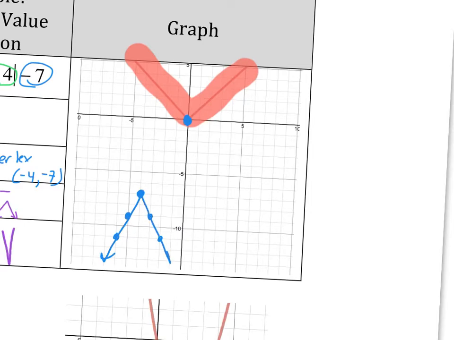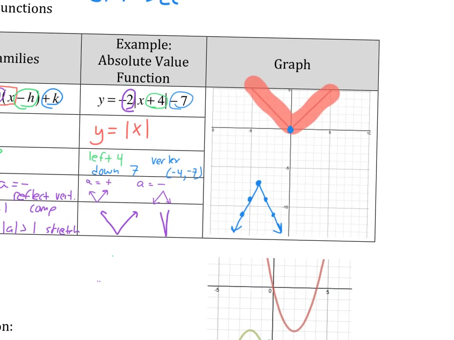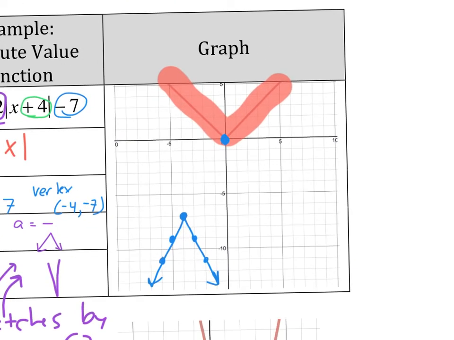And how do I know that? Because here it stretches by a factor of 2. Where does that 2 come from? It's just that 2 in the very front. The negative tells me it flips upside down, so it looks like a rooftop. The 2 tells me that it stretches out. So instead of going up 1, right 1, up 1, right 1, it goes down 2, right 1, down 2, right 1.